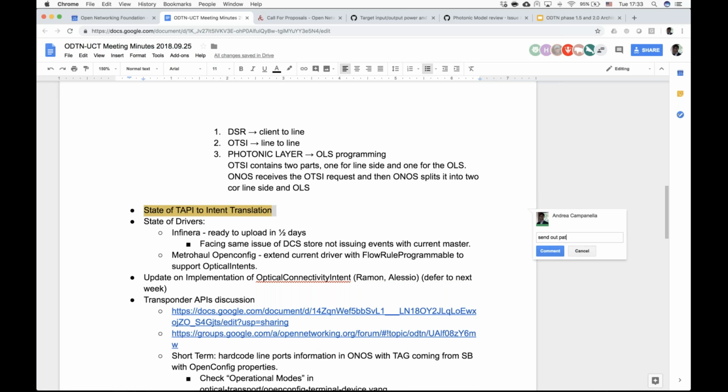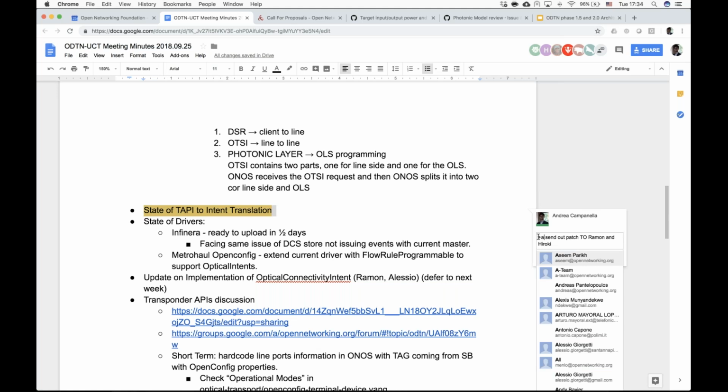I'm not expecting this to be really complex. We just need to map TAPI SIPs to ONOS ports, basically, at least for what we try to do. But we expect to have a working ODTN again where you have your topology, your transceiver is discovered, and your ports have a UUID as Hiroki did. So, yeah, it's ongoing.